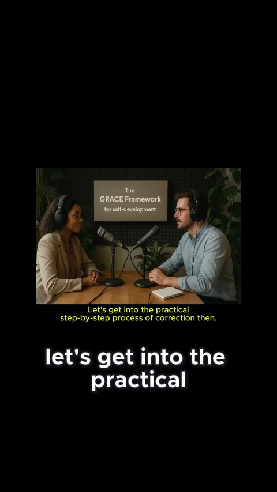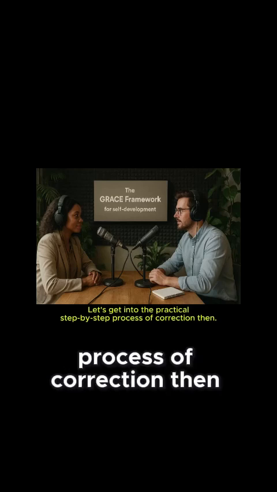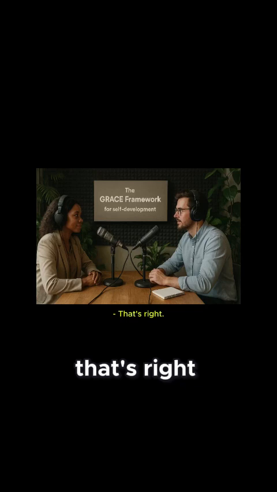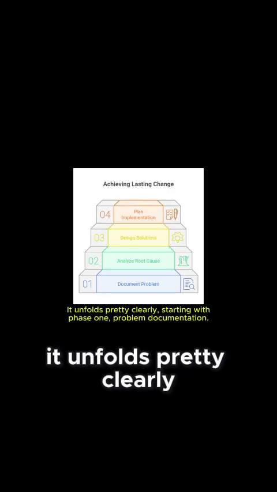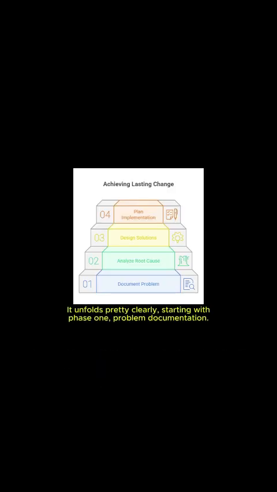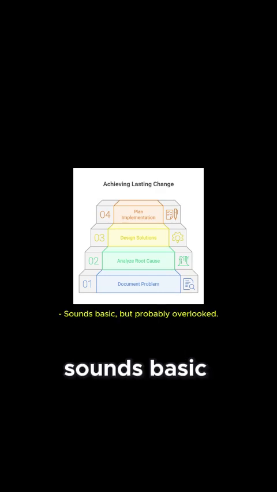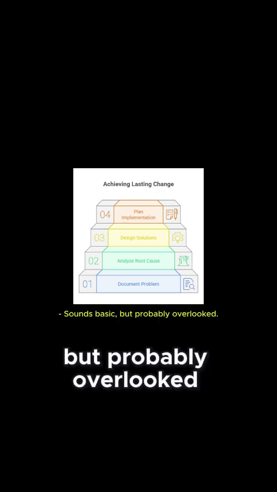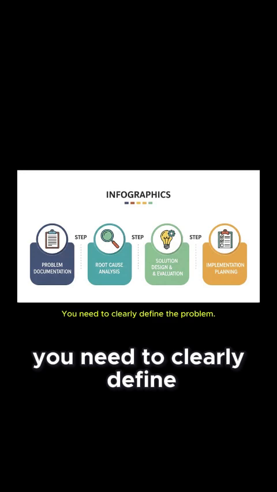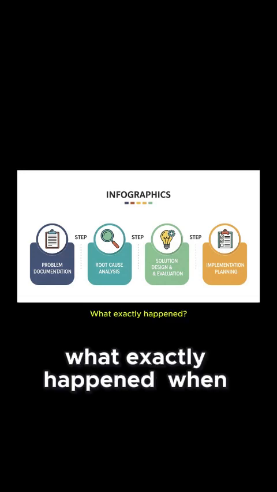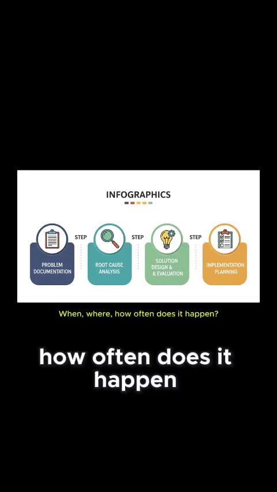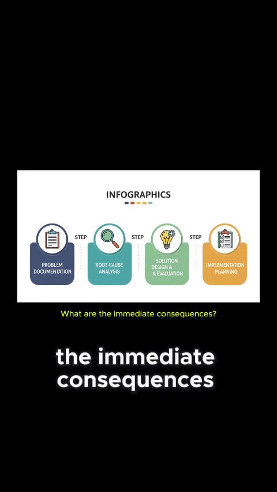Let's get into the practical step-by-step process of correction then. You mentioned 4 phases. That's right. It unfolds pretty clearly, starting with phase one, problem documentation. Sounds basic, but probably overlooked. Definitely. You need to clearly define the problem. What exactly happened? When? Where? How often does it happen? What are the immediate consequences?